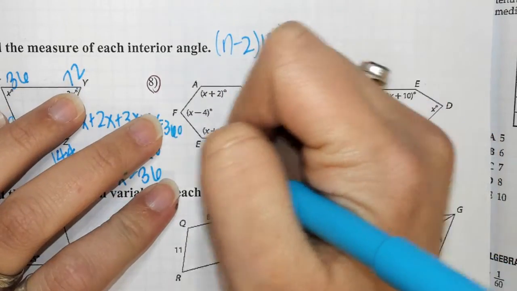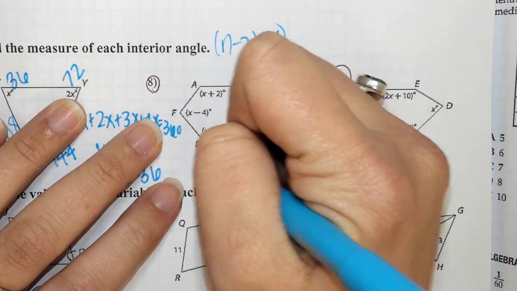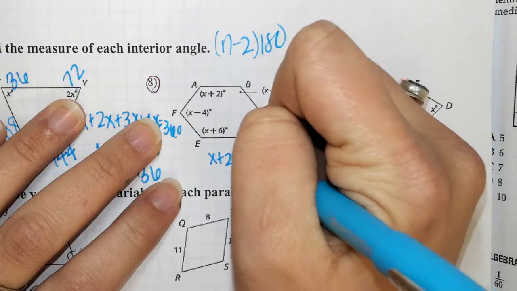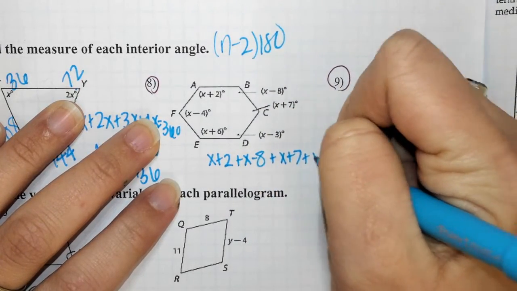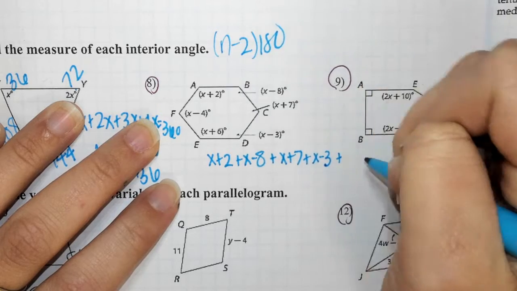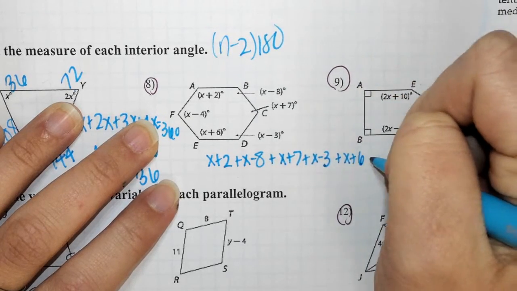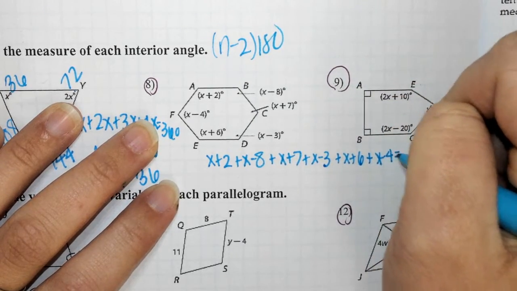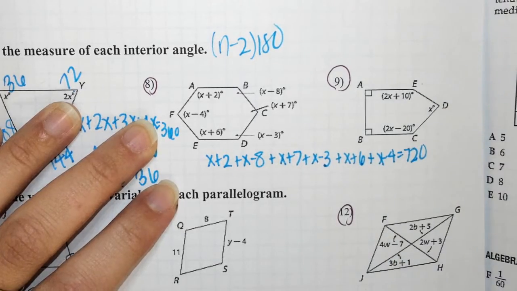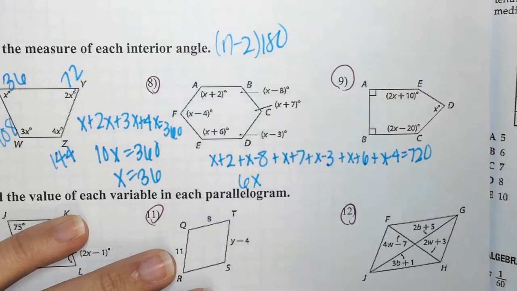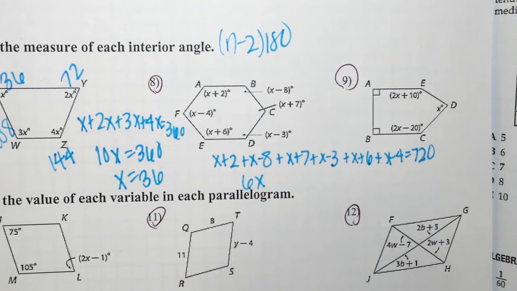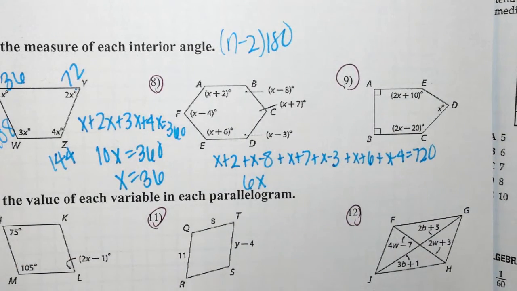Alright, here we go. I'm going to go this way. x plus 2 plus x minus 8 plus x plus 7 plus x minus 3 plus x plus 6 plus x minus 4 equals 720, right? Alright, how many x's do I have? And then what's my constant going to be? 0?